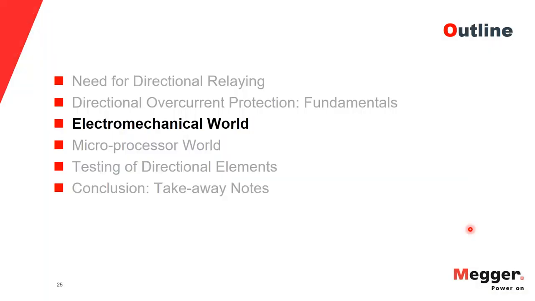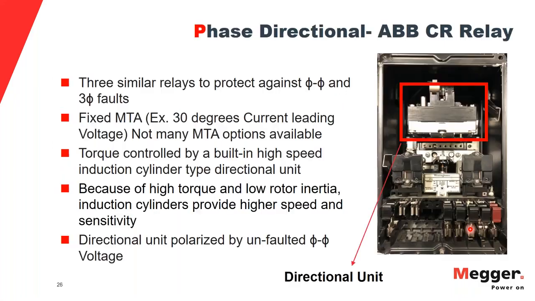Now let's take a look at the electromechanical world, what all relays we have, how their operation is, and the other things. So I've taken here an example of a phase directional ABB CR relay. On the right side, you see the picture. In the picture, they have an induction cylinder type unit. That's actually the directional unit.